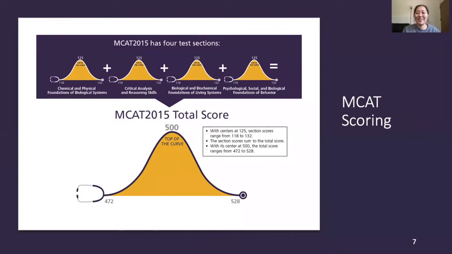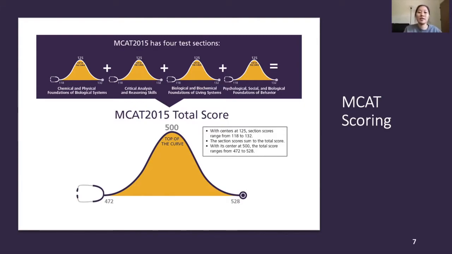So maybe that's why. The average MCAT score for matriculants to MD schools in the U.S. last year was 511.5, which is around the 85th percentile.